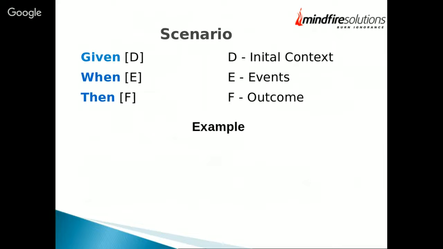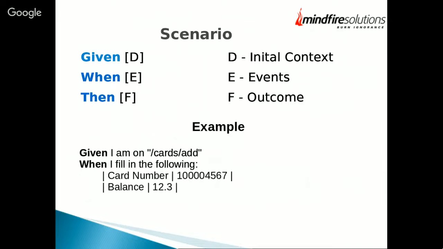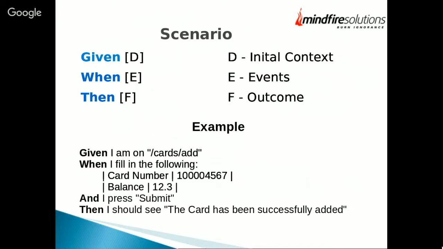An example scenario for the previous feature is: given I'm on cards add, assuming that there's a page called cards add in the website, and when I fill in the following, card number and balance in a form, and I press submit, then I should see card has been successfully added. So this is how BDD scenarios or tests are written. There's no focus on implementation. It's just a requirement. That's it.